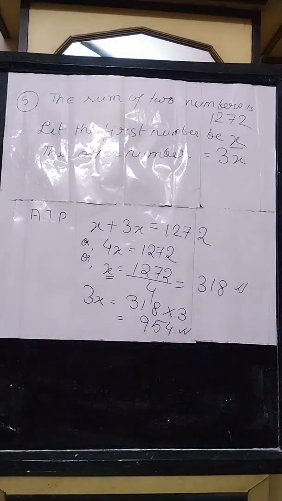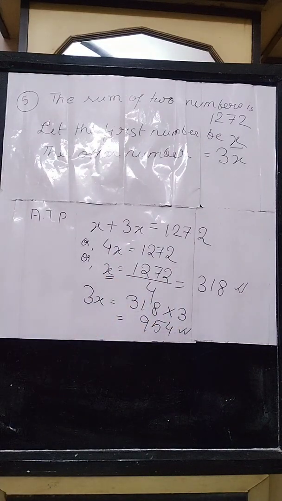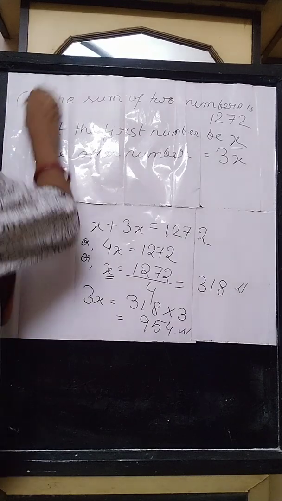This will be the answer. So the two numbers are 318 and 954. This is how we will solve sum number 5. Now let's move on to the next one, sum number 6.